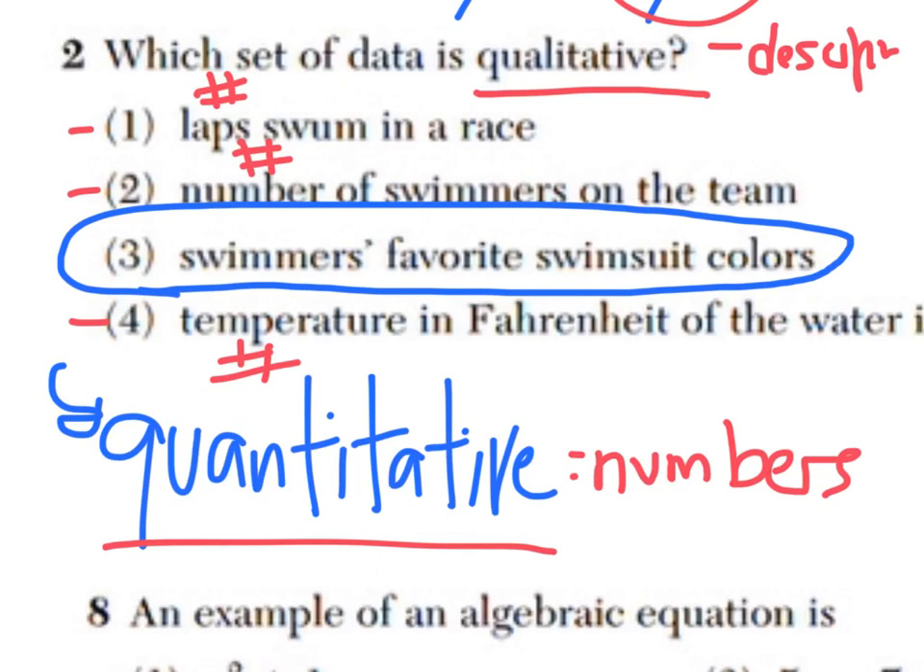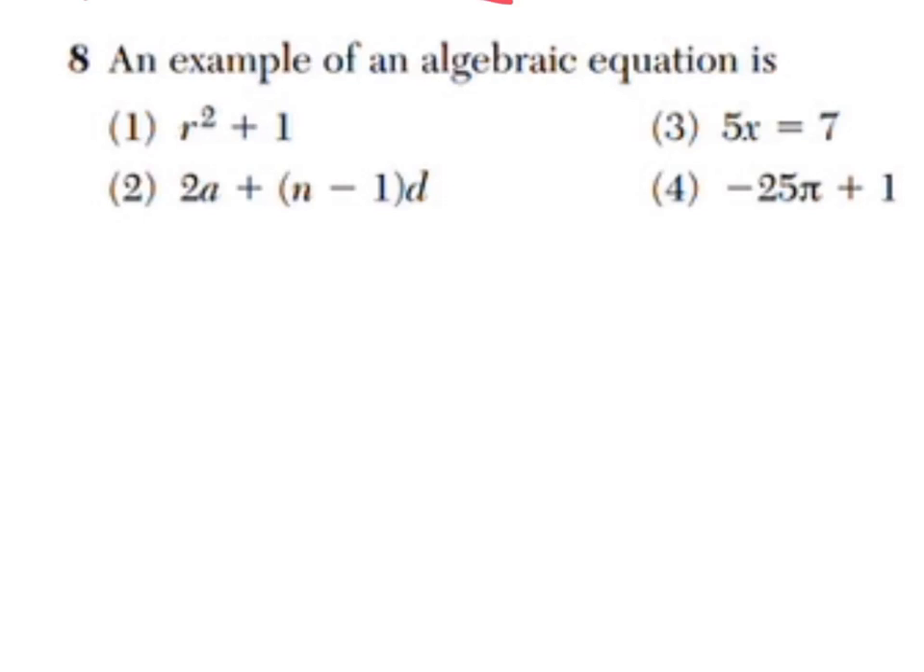A swimmer's favorite swimsuit color, on the other hand, is sort of a description. It's an adjective. It is not defined by numbers, because this could be any number of things. It could be blue, green, yellow. There's nothing here that suggests numbers. Option 3 is the correct answer in number 2. Let's take a look at number 8.